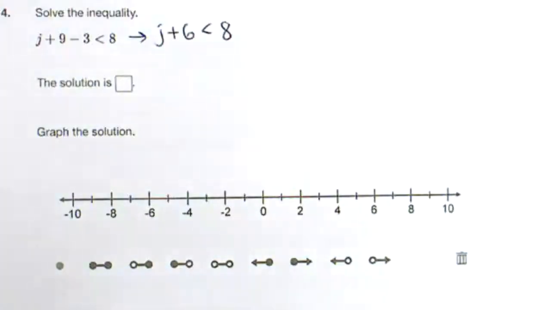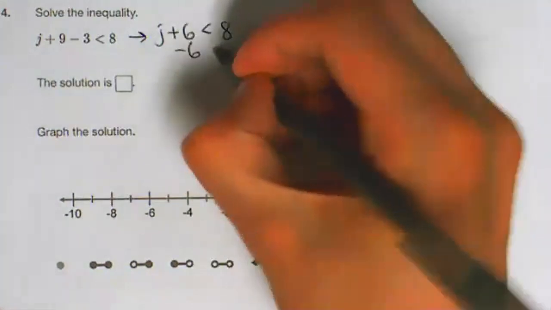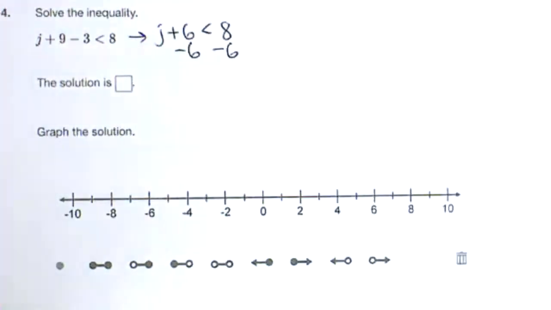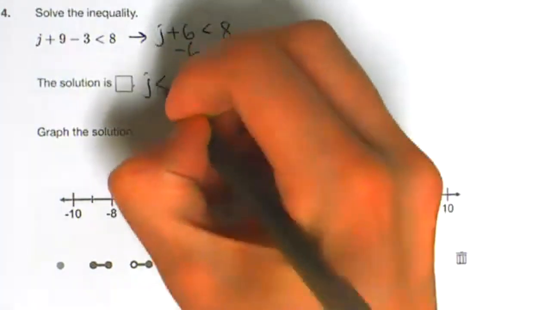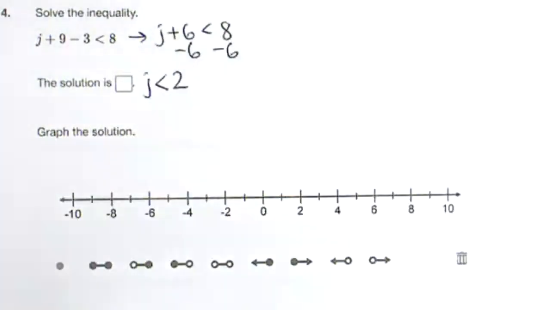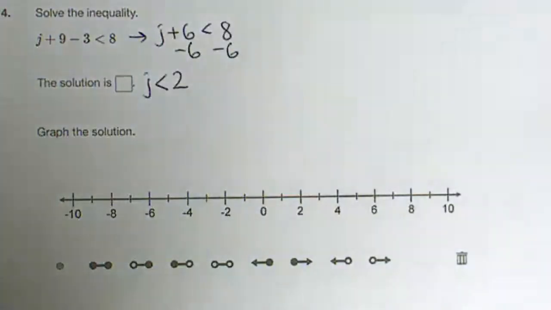From here, solving for j is exactly like it would be if we had an equals sign. We just need to subtract 6 from both sides to get j alone, leaving us with j is less than 2. The only thing on an inequality you ever need to watch out for is when you multiply or divide by a negative number. Then you need to flip the direction the inequality is pointing in. That didn't come up on this problem, though. So we just have j is less than 2. But now we need to graph it.